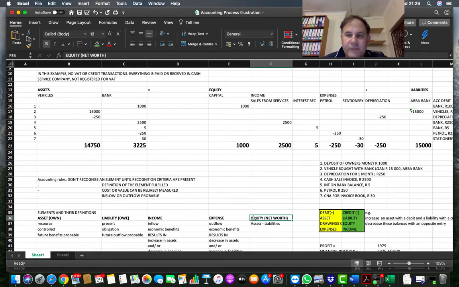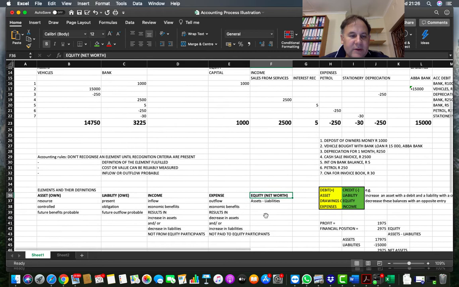So an asset is something that you own. A liability is something you owe. You can have a look at the detailed description beneath if you want to. Income is an inflow of benefits, not an inflow of money, an inflow of benefits. Expense is an outflow of benefits. And equity is assets minus liabilities.